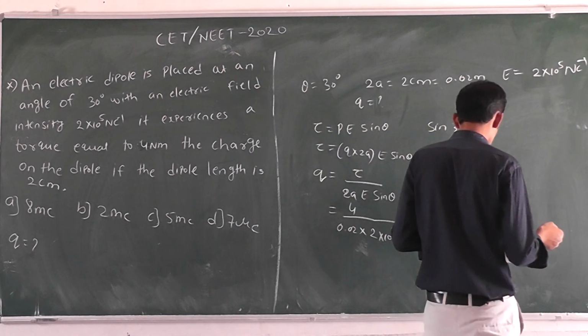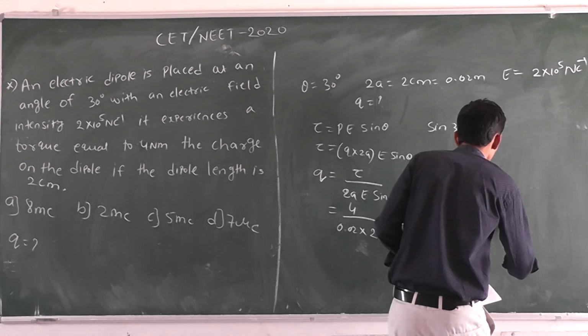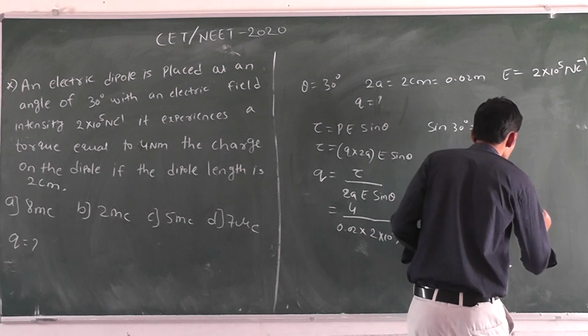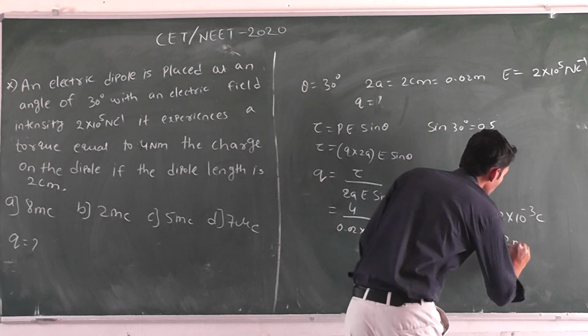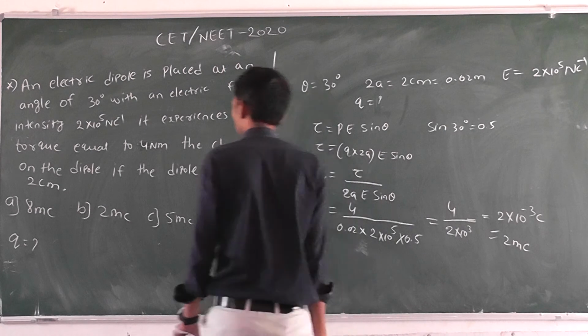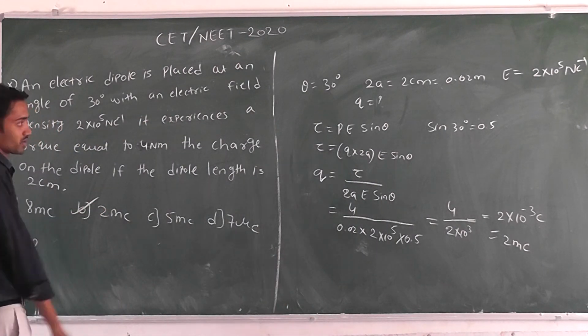And next, if we take this minus 3 to the upper side, what will we get? 2 into 10 to the power of minus 3 coulomb. So that is nothing but 2 into 10 to the power of minus 3 coulomb, which is 2 millicoulomb. So compared to all these 4 options, how much do we get here? 2 millicoulomb. So option B is right.